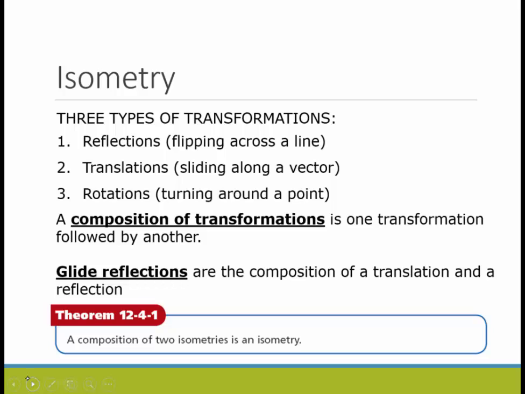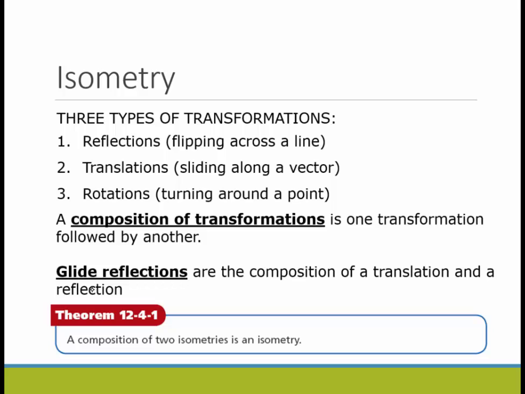So remember, there's three types of transformations that we've talked about: reflections, translations, and rotations. A composition is one or more transformations followed by another one. Glide reflections are a translation and a reflection together. So you're going to slide it across your paper and then flip it over something.